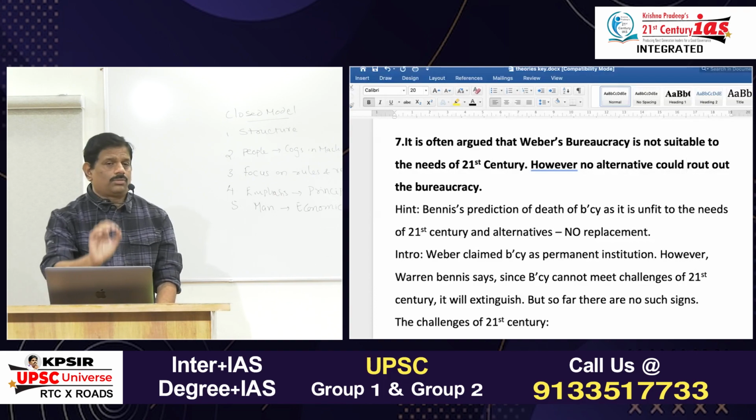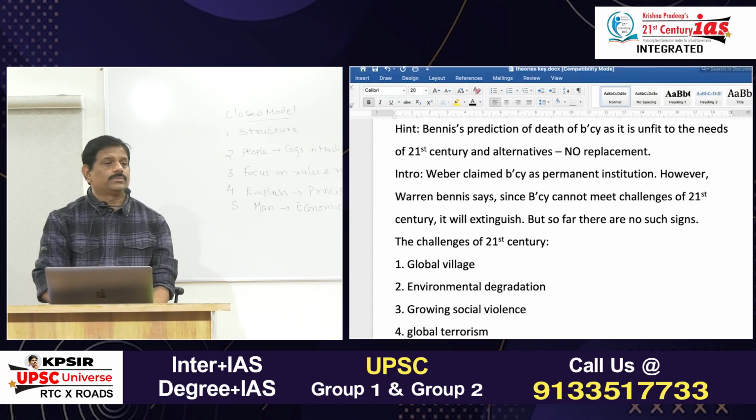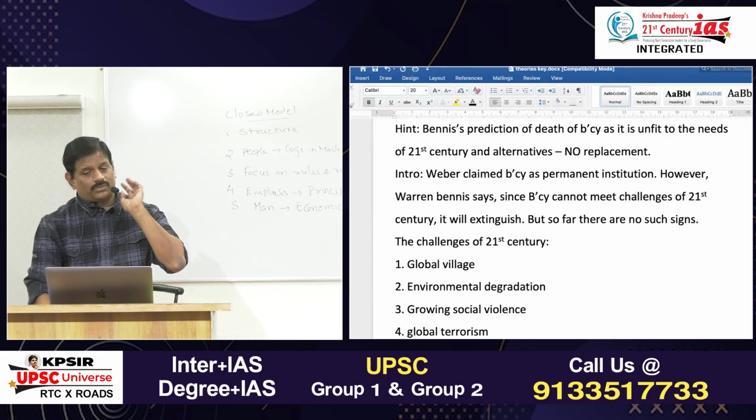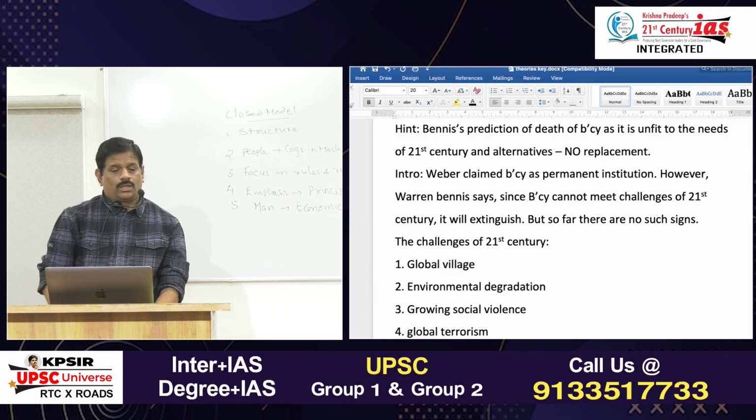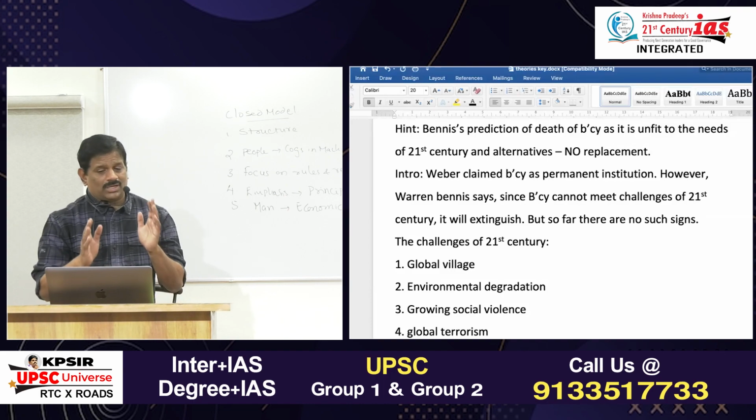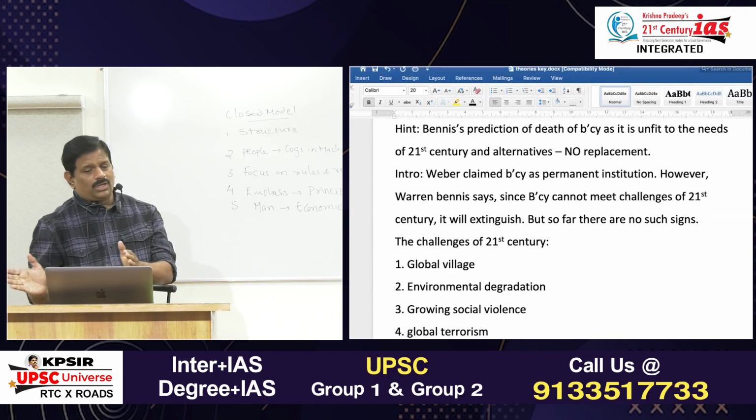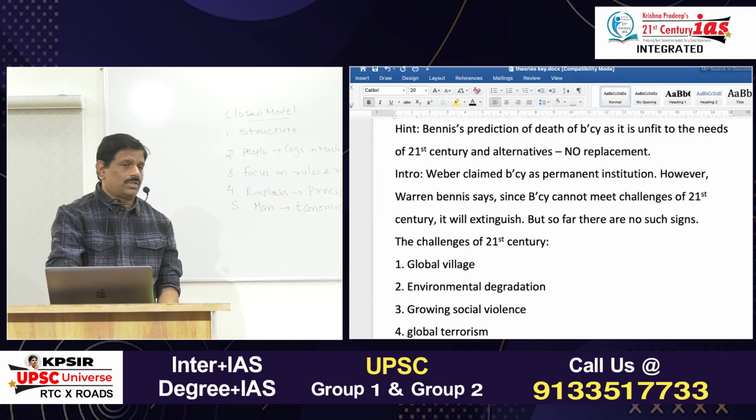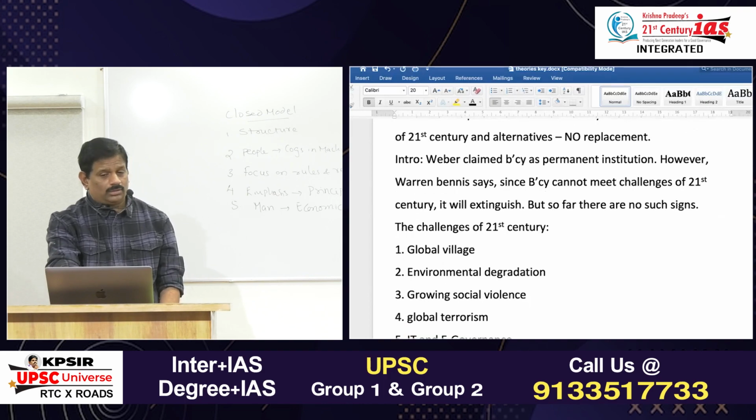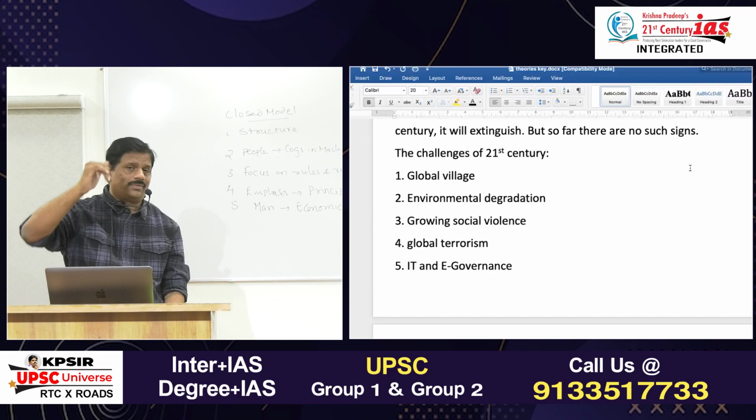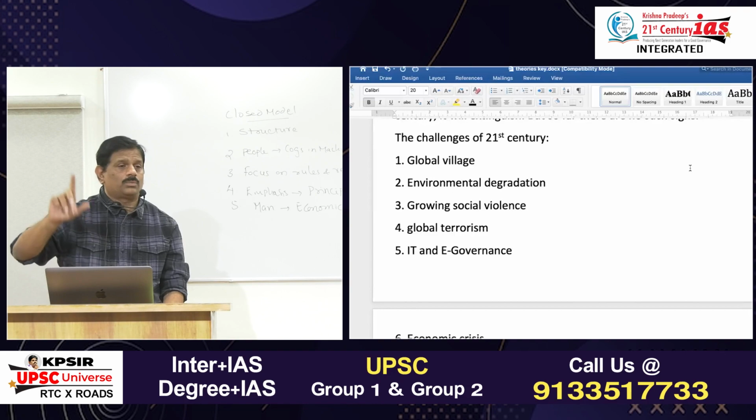So in the introduction, you should talk about Warren Bennis. Warren Bennis predicted the death of the bureaucracy because it is not fit for the needs of the 21st century. So, though Weber claimed bureaucracy as a permanent institution, it would be replaced with the new organizations. Bureaucracy will be extinguished and new organizations will emerge, because bureaucracy could not resolve the challenges of the 21st century. It is not suited to the 21st century because the 21st century has brought certain new challenges.